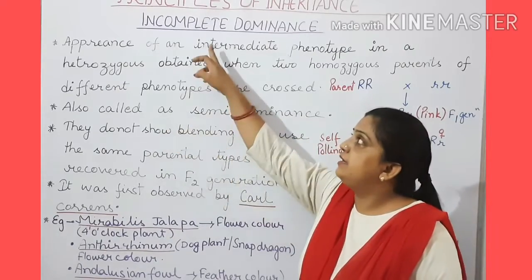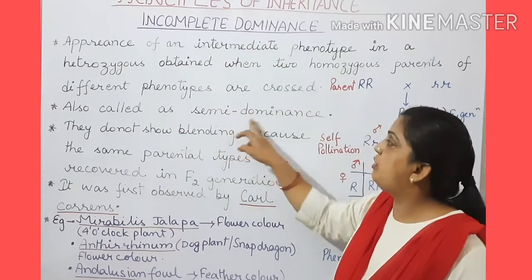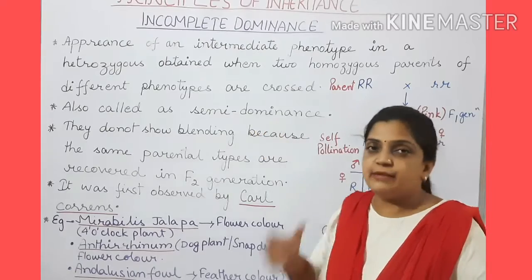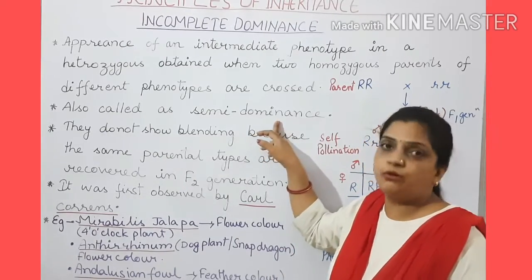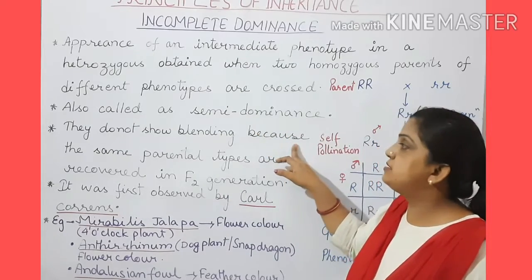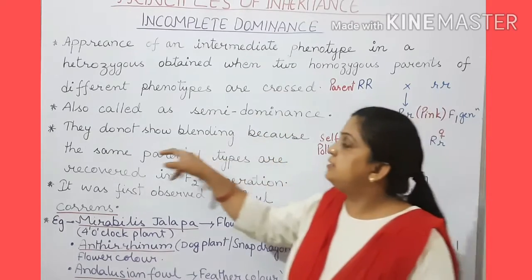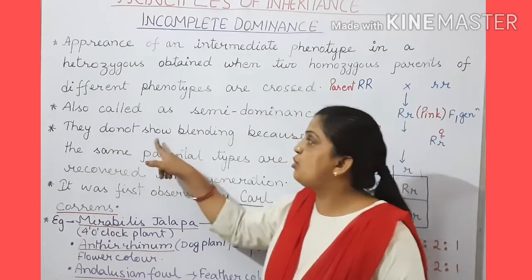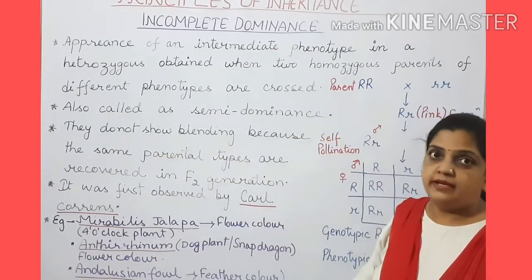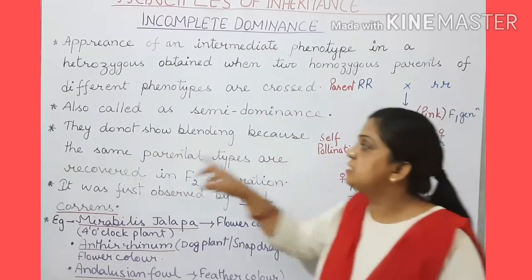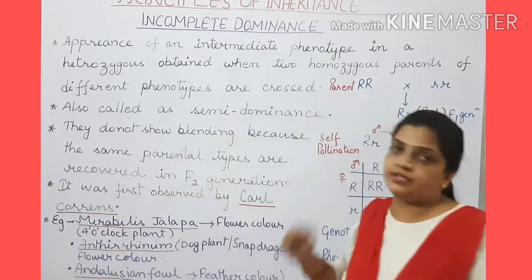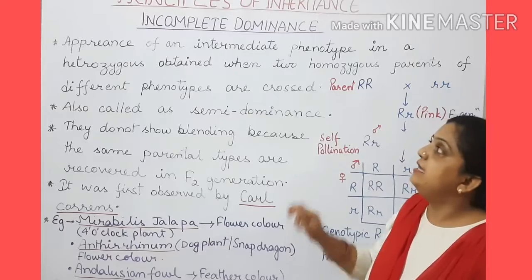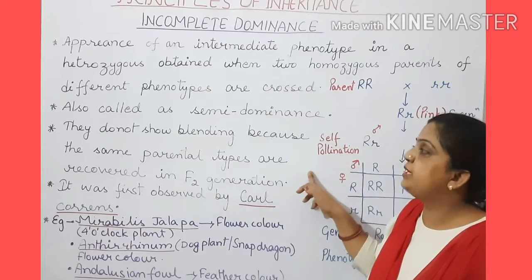Now, this incomplete dominance is also called semi-dominance. Semi means intermediate, so that is why it is also called semi-dominance. Now the next point, which is very important: incomplete dominance does not show blending, because the same parental types are recovered in the F2 generation. We will not say that incomplete dominance is showing blending.